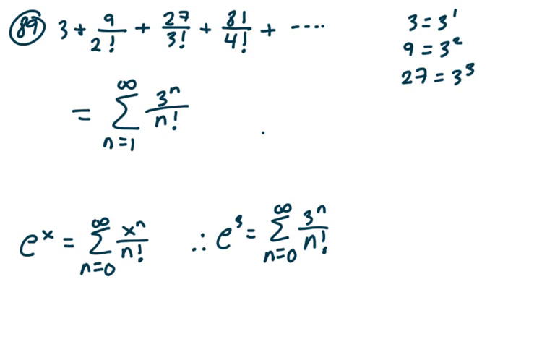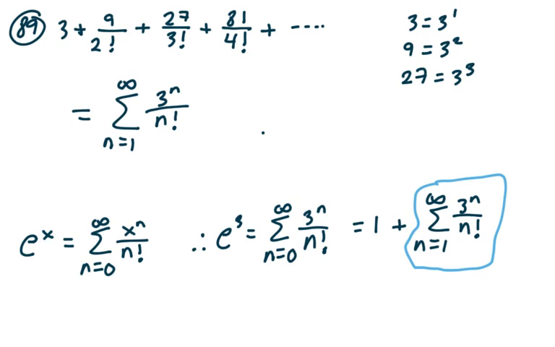Because I can let n be 0 and get 1, and then I could add the summation from n equal 1 to infinity of 3 to the n over n factorial. But if I solve for this piece, I'm basically going to get e to the third minus 1. We really have to pay attention to that lower limit. I can't stress that enough, right? So in fact, the correct answer here should be e to the third minus 1.